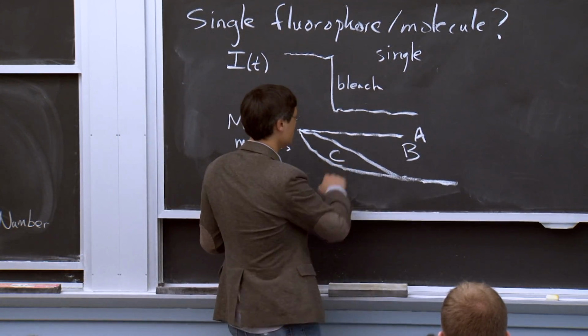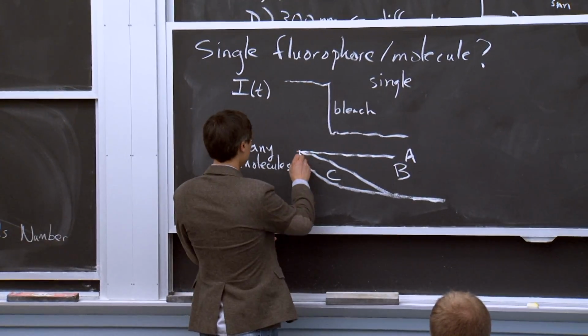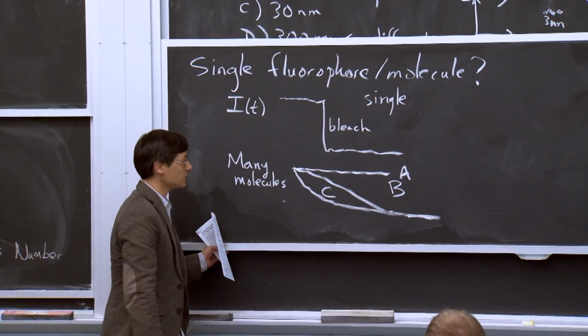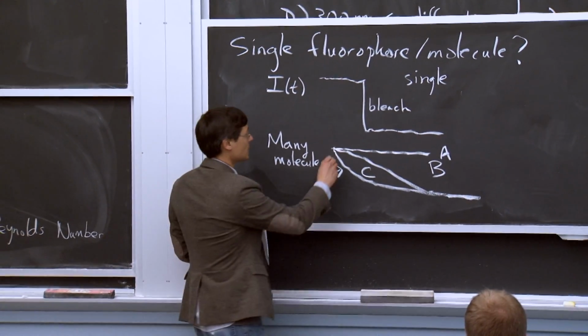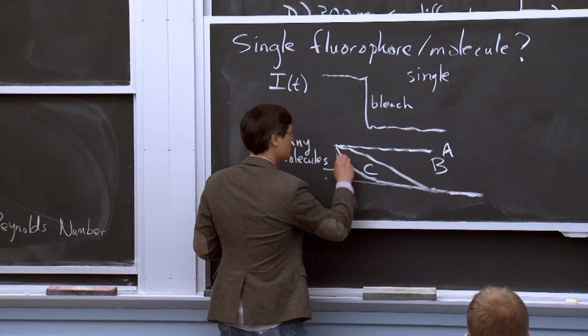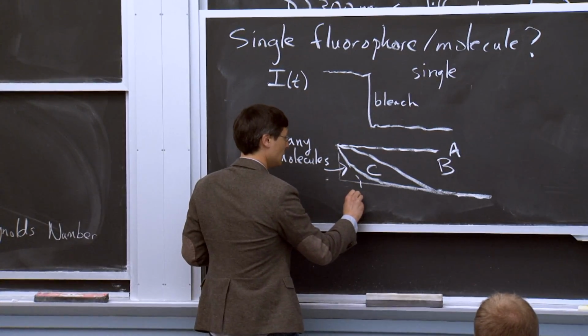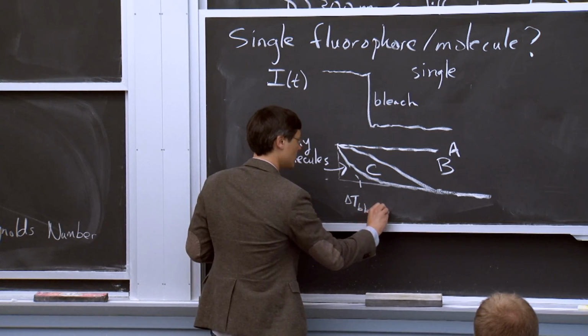Similarly here, again, this is intensity as a function of time. In the case of many molecules, we get this thing that looks like C. Now, there's going to be some time scale here, which is telling us about the typical time for this bleach event, which we're told is what?